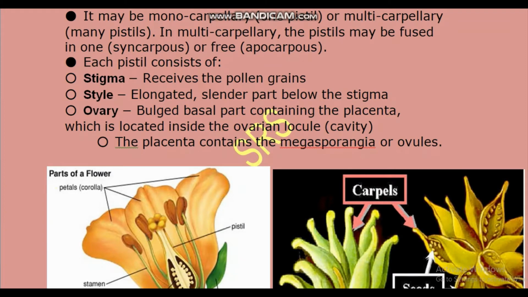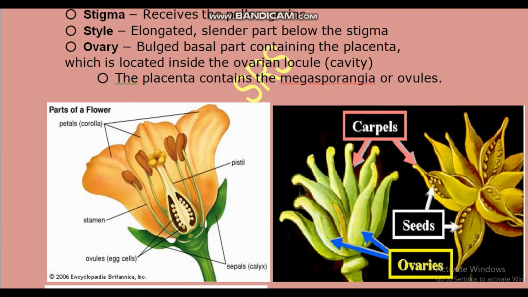Now here you can see the parts of a pistil, that means parts of one carpel. Already in your previous classes, in primary classes, you studied this: stigma is one part, then style and ovary. I'd like to show you if there is any confusion. Which one is stigma? The first uppermost part is stigma. Which one is style? Next, this is style. And which one is ovary? The last basal swollen part is ovary. So stigma, style and ovary.